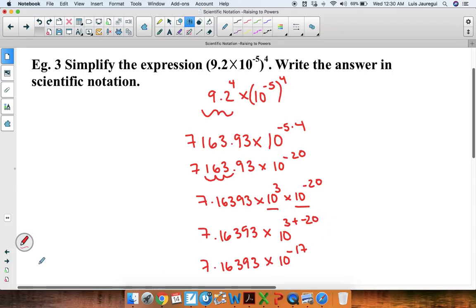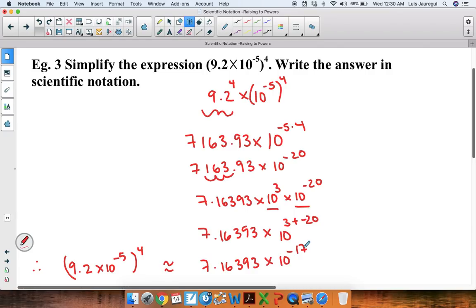So we can conclude that (9.2 times 10 to the negative 5th power) quantity to the 4th is approximately equal to 7.16393 times 10 to the negative 17 power.